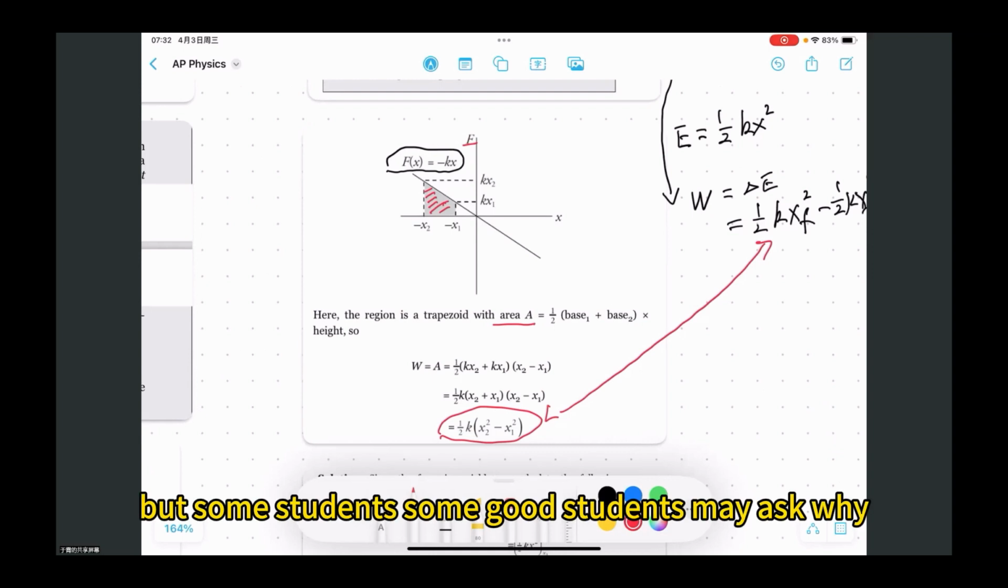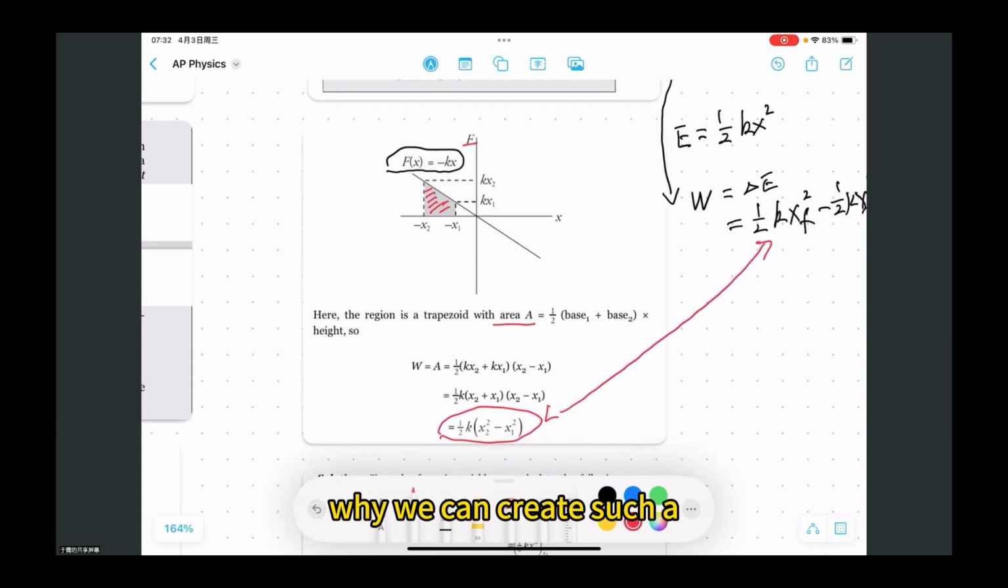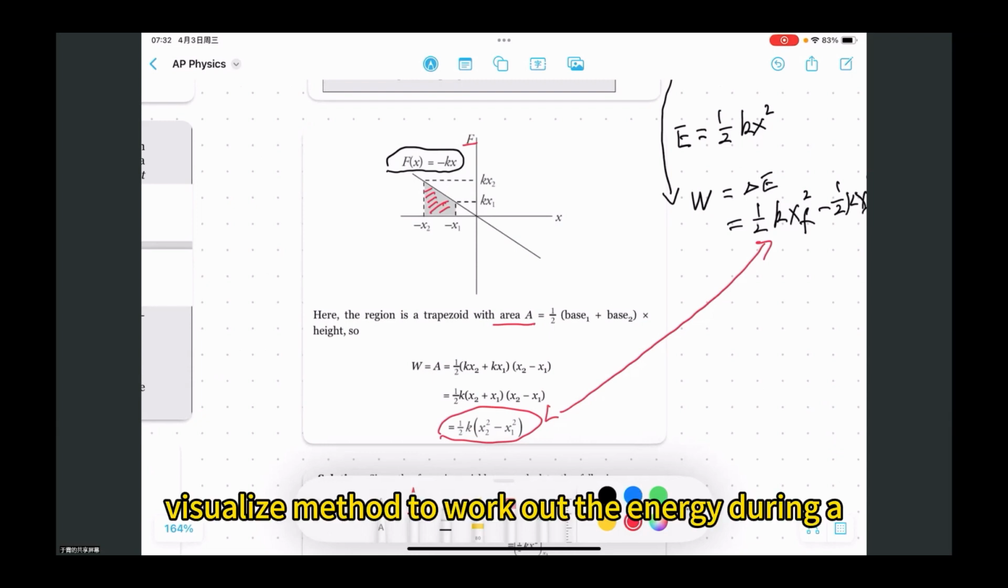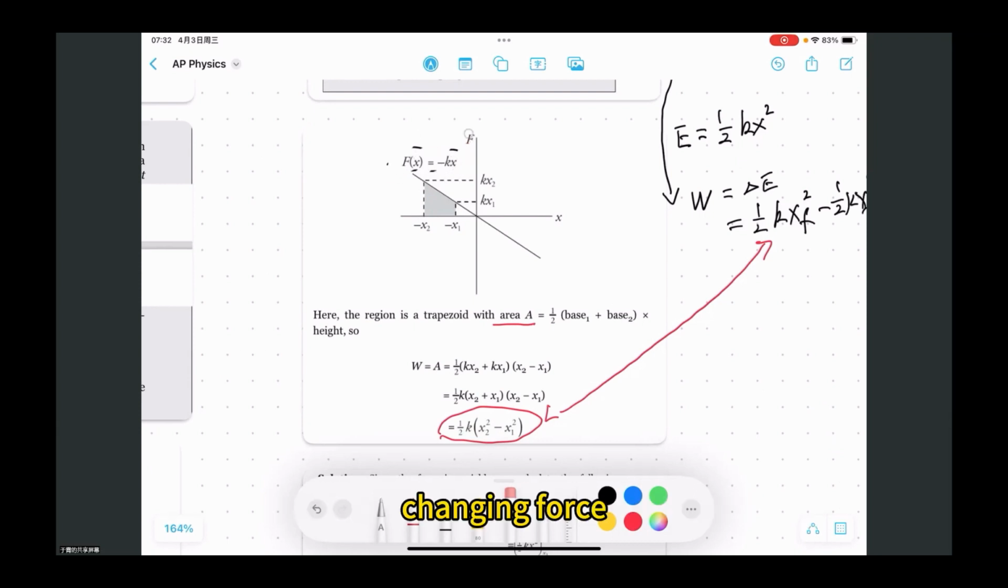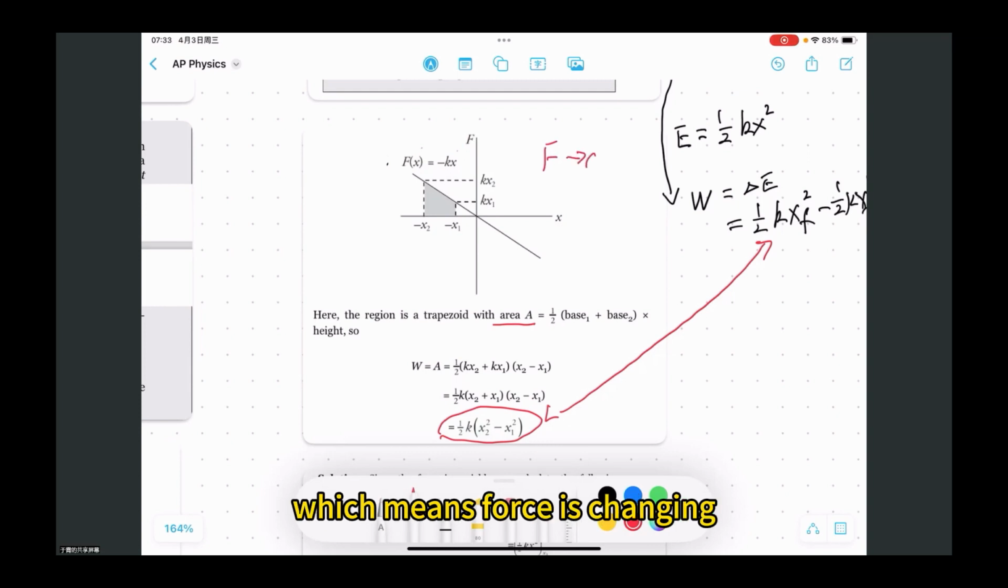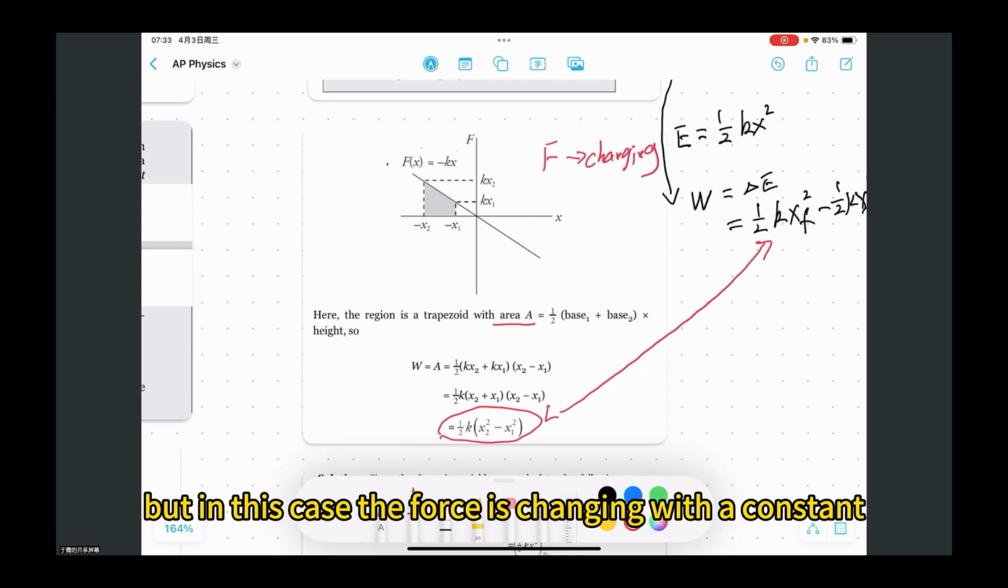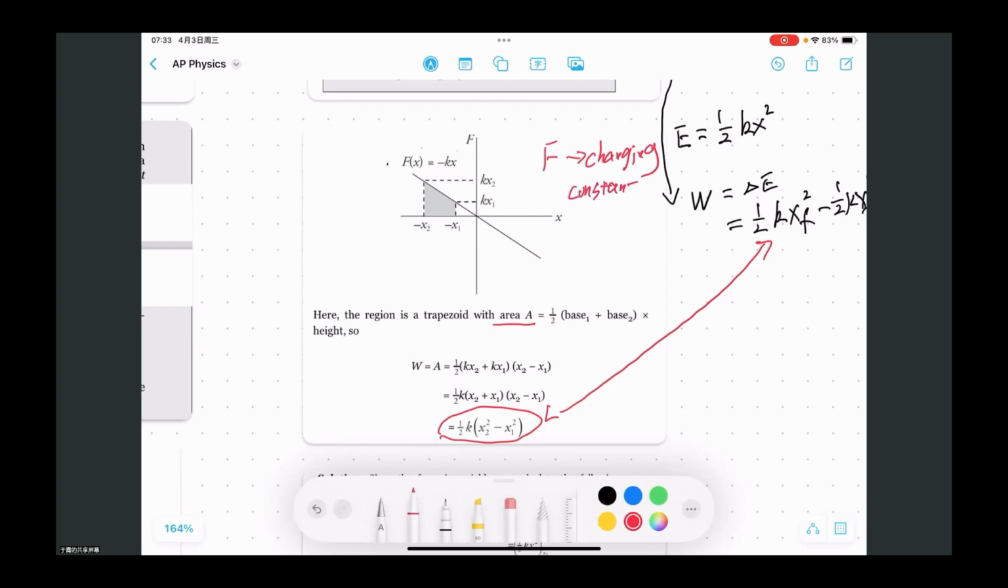But some students, some really good students may ask, why can we create such a visualized method to work out the energy during a changing force with a constant changing rate? Okay, here is the key. A changing force means the force is changing. But in this case, the force is changing with a constant rate.